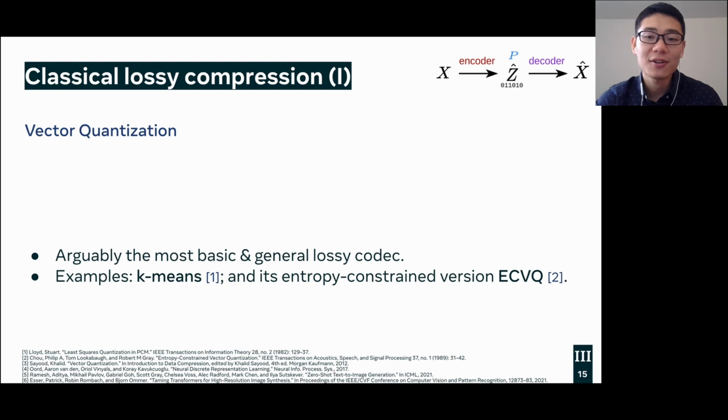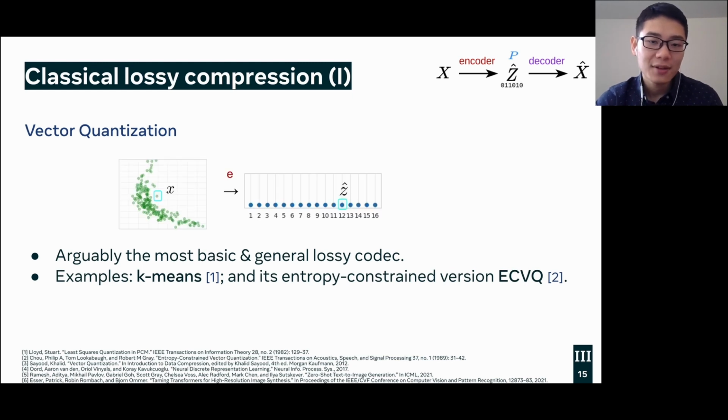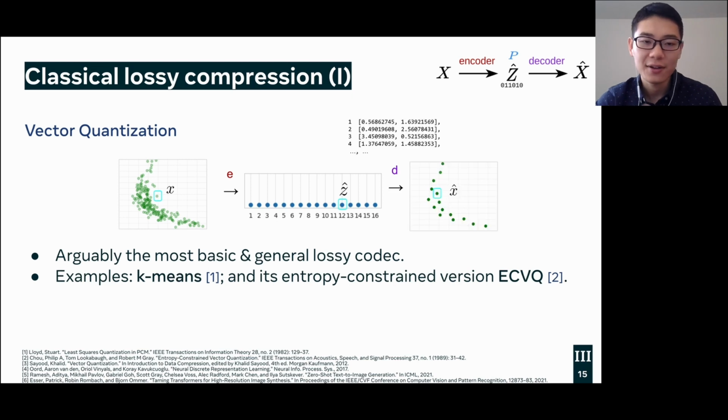Now let's look at some concrete implementations of a lossy codec. Vector quantization, or VQ, is perhaps the most basic and most generic form of lossy codec. The idea here is to encode a data vector by mapping it into an integer value representation. You can also think of this as an index. And then we decode by indexing into a codebook of reconstruction vectors.